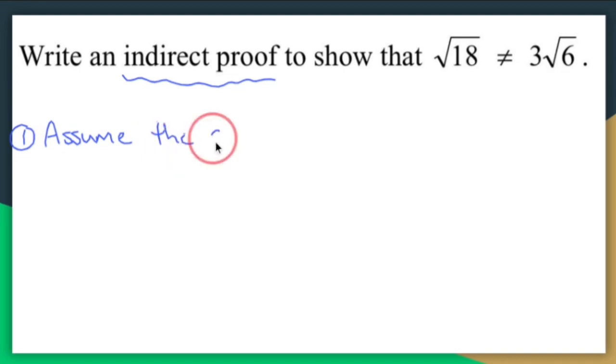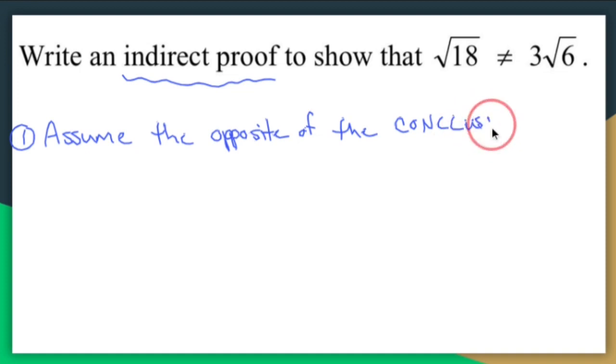the opposite of the conclusion here. What's the conclusion? That's the conclusion: the second part of what you're trying to prove. Let's assume the opposite. In other words, to do this problem, we're going to assume that the square root of 18 is 3 root 6.